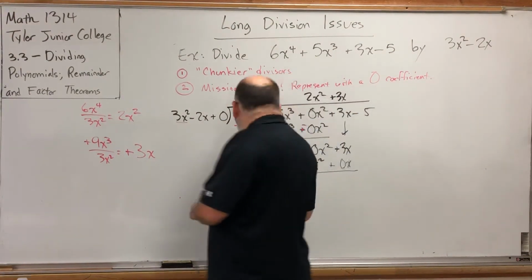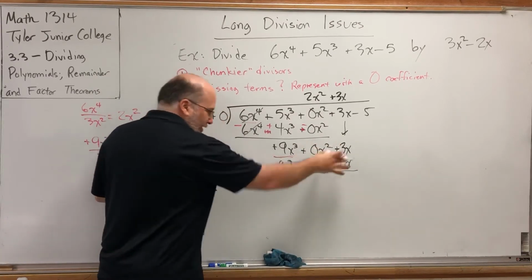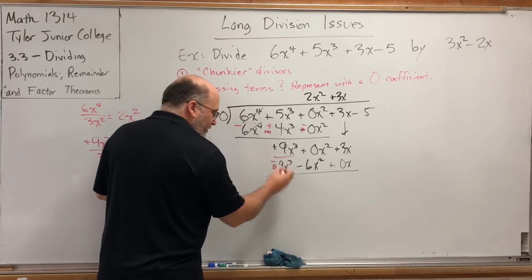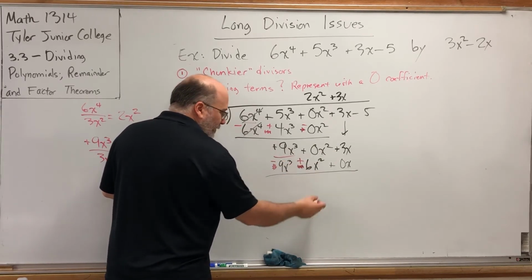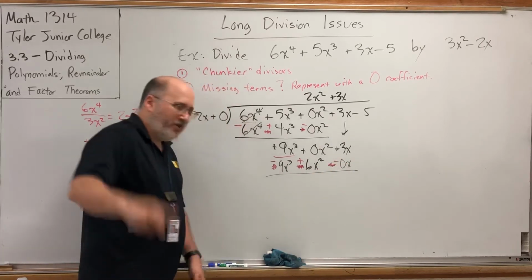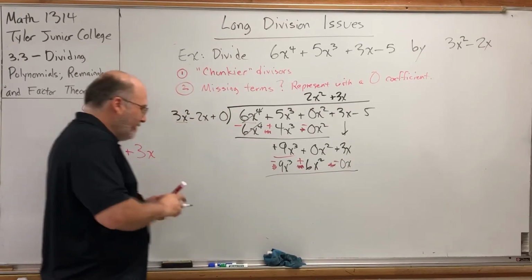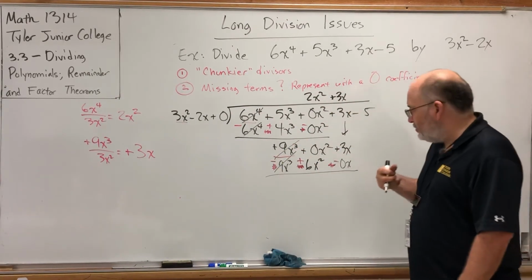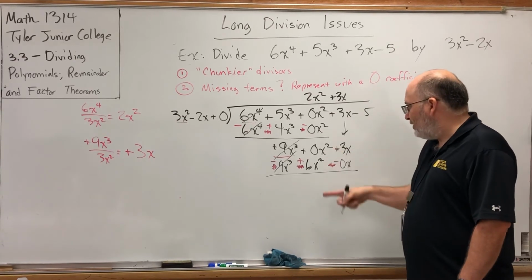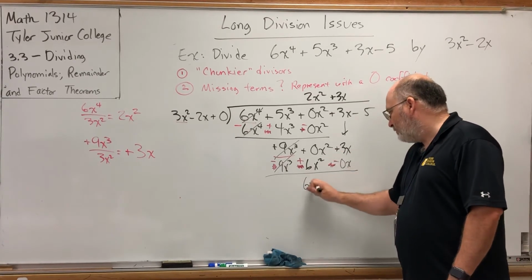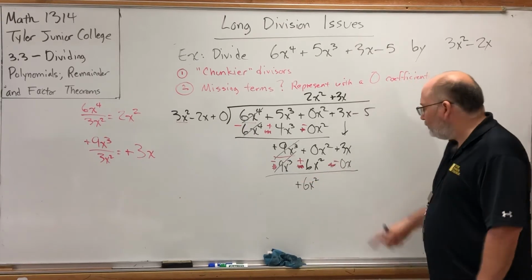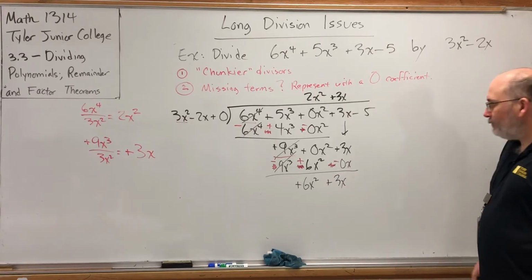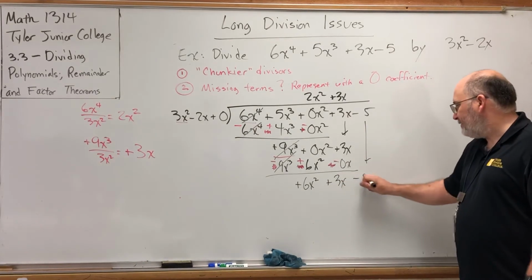Time to subtract. So change all the signs on the product we just found. So positive 9 becomes negative 9, negative 6 becomes positive 6, positive 0 becomes negative 0. And then combine. The x cubed terms cancel, but if they didn't, something went wrong, so they should have. Next, 0x squared and 6x squared is 6x squared, more specifically positive 6x squared. And then positive 3x minus 0x is still positive 3x. One more time. Bring down the minus 5.